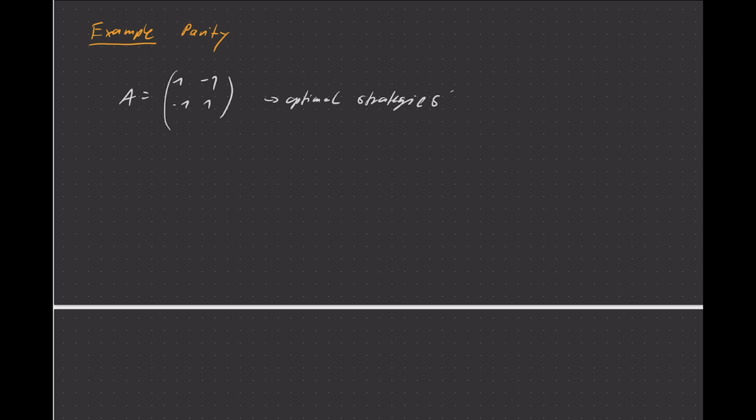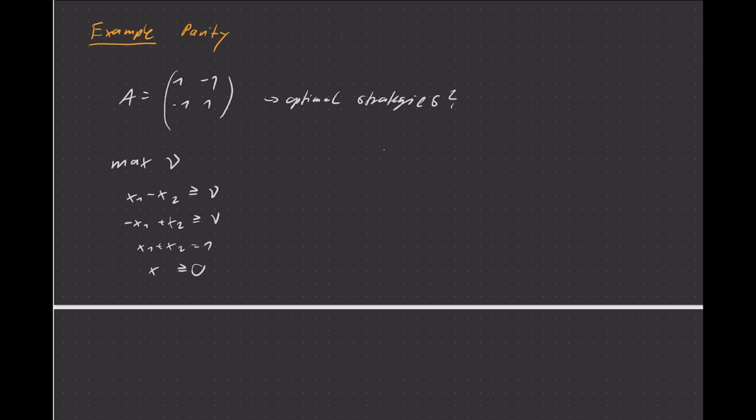Well, we take a look at the LP problems. The first problem is we want to maximize the payoff for the column player, maximize nu, such that A times x is greater or equal to nu. So A times x means we have x1 minus x2 is greater or equal to nu, and minus x1 plus x2 is greater or equal to nu as well. And then we also have x1 plus x2 is 1, and x is greater or equal to 0, component-wise.